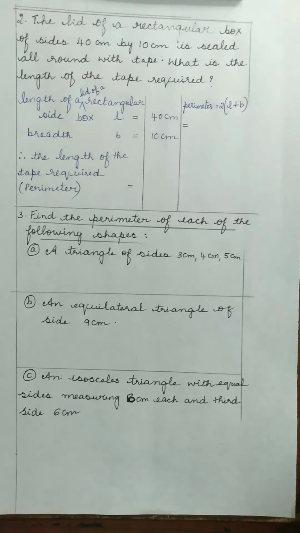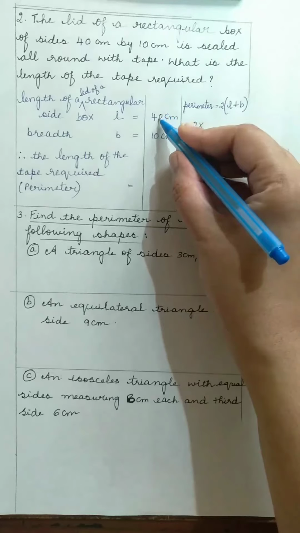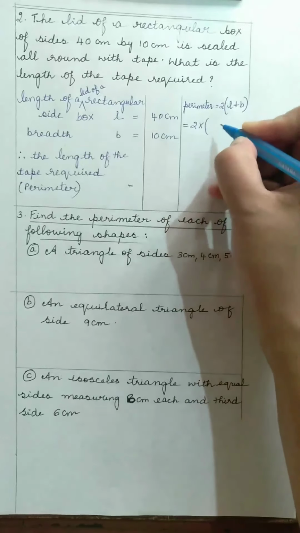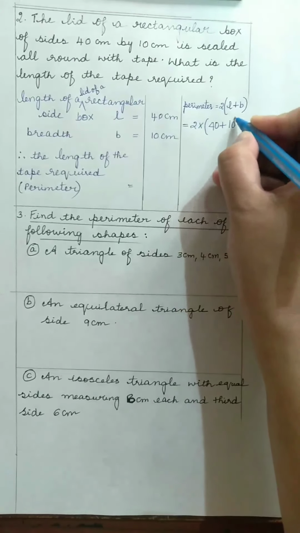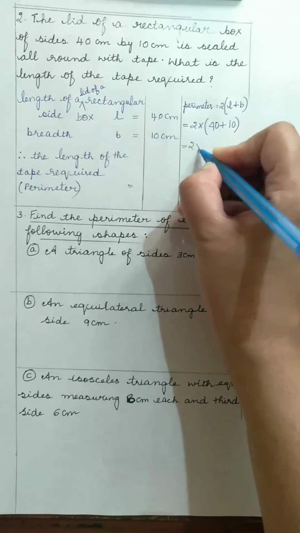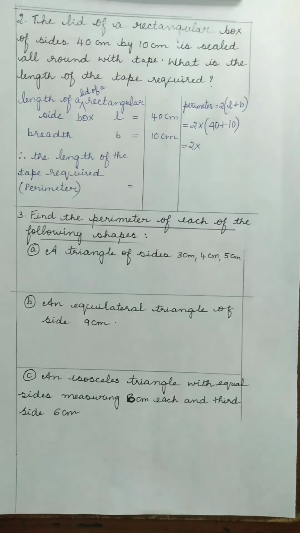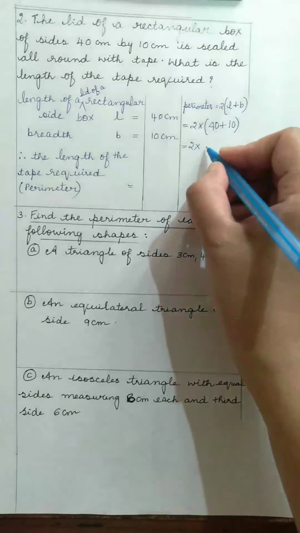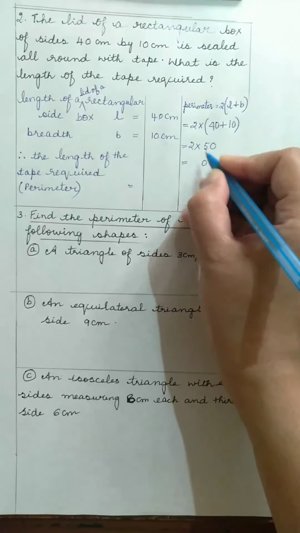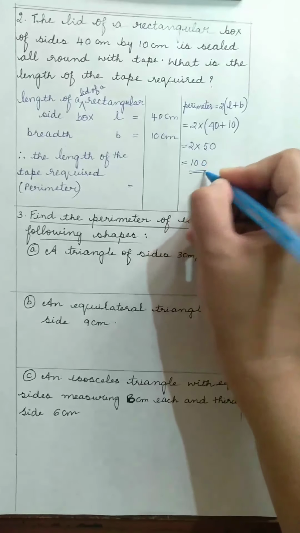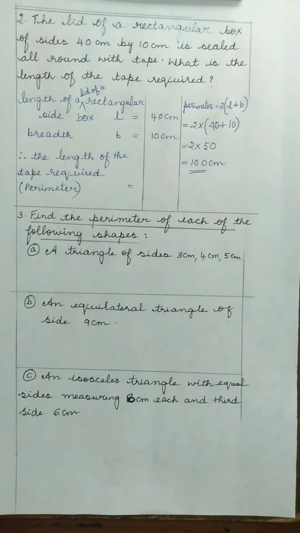On substituting the values, 2 into, we have the length measurement 40, put the bracket, write 40 plus breadth measurement equal to 10. Therefore, 2 into, let us simplify within the brackets. 40 plus 10 will be equal to 50. 2 into 50: 2 zeros are 0, 2 fives are 10. Therefore, the value of the perimeter is equal to 100 centimeter.